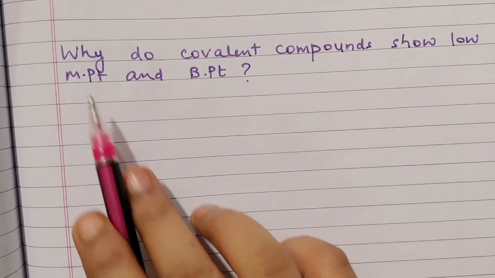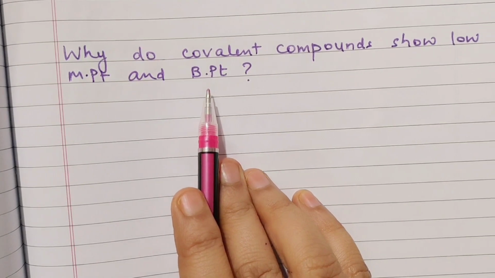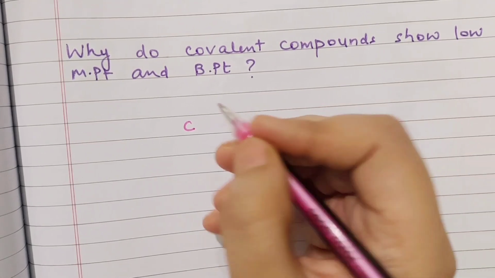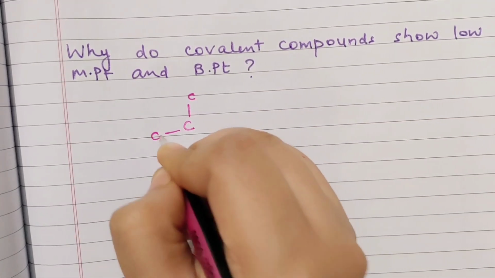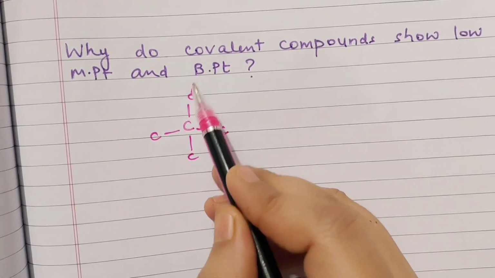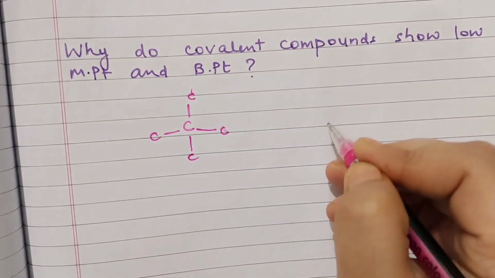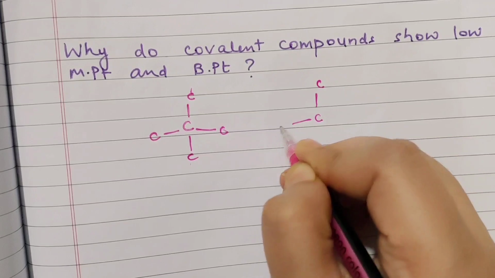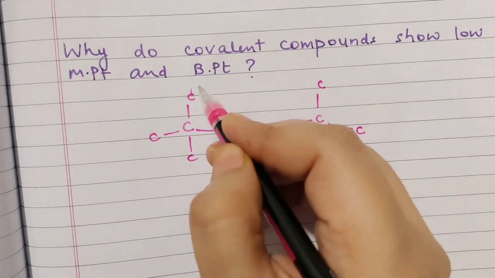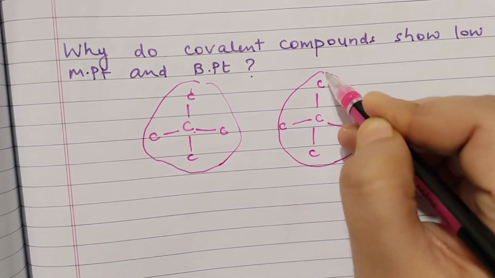Okay, next question. Why do covalent compounds show low melting point and boiling point? Now, I'm drawing a covalent compound involving carbon. I'm not drawing the whole compound. Let's say this is one compound which has a carbon chain here and here and everywhere. So this is one molecule of that compound. There is another molecule here, and this also goes on. So what I'm trying to show is one covalent molecule, another covalent molecule.